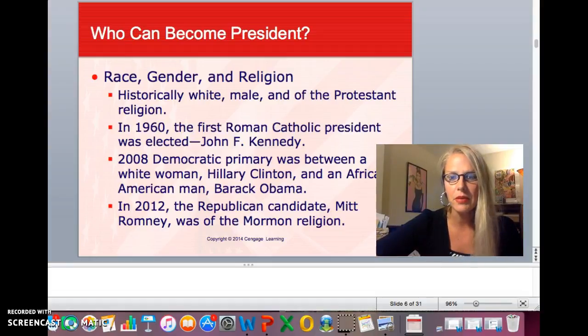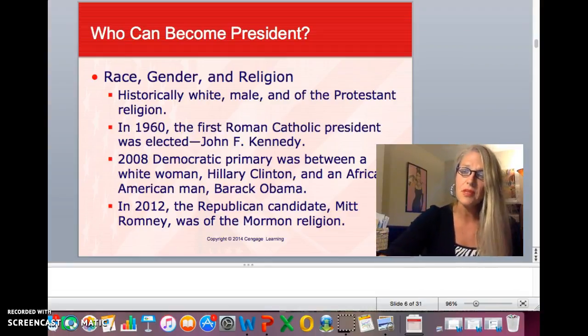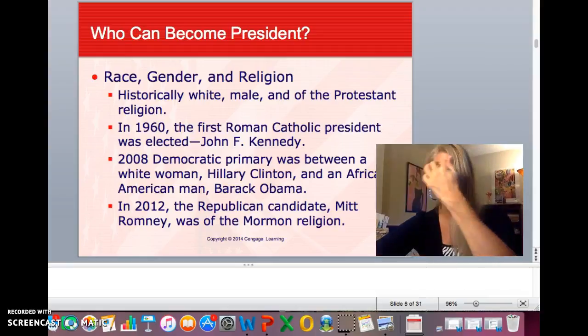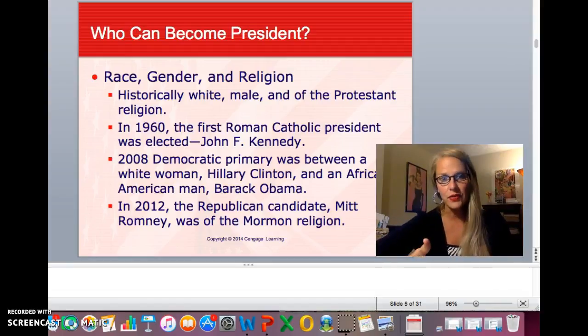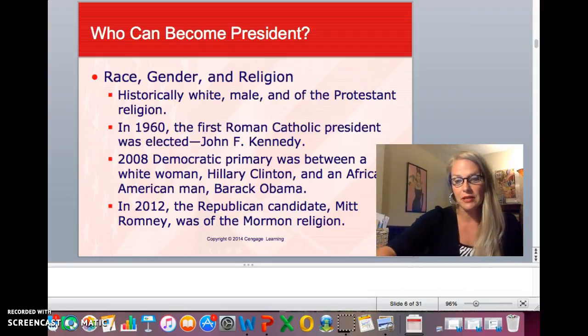Okay, in 2012, the Republican candidate Mitt Romney was a Mormon. So that was huge as well for the Republican Party. And of course, this year, in 2016, we have a woman who is the nominee. Whether you care for her or not, which is really not here or there, factually, that is huge in America. So that's a huge milestone that has never happened before.